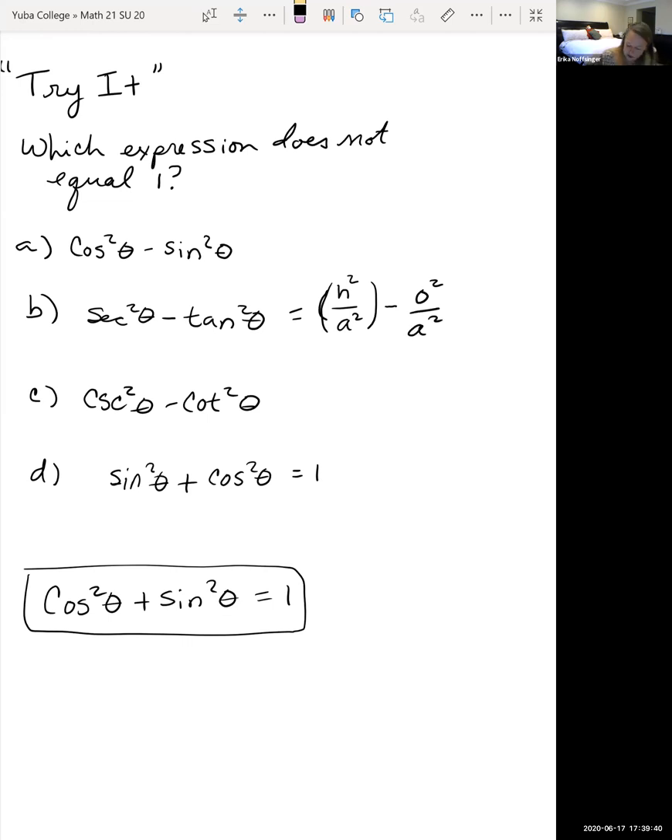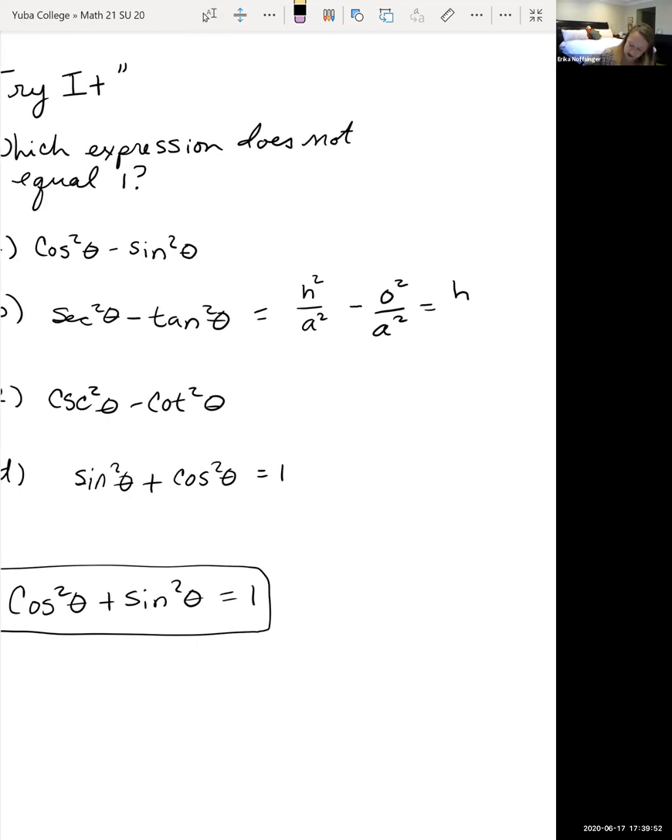I really don't need the parentheses there. Notice those both have the common denominator. So we have h squared minus opposite squared all over a squared. If you're thinking of your triangle, let's say this is theta, that would mean this is adjacent, this is opposite, and this is our hypotenuse. What do we know about our hypotenuse squared minus our opposite squared?